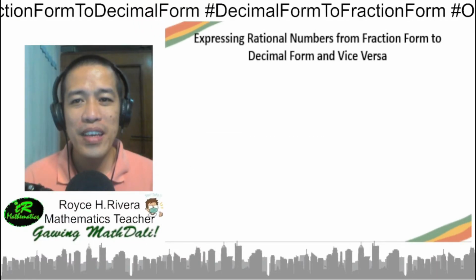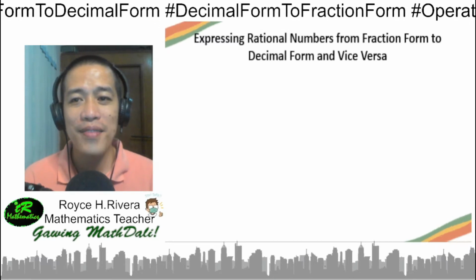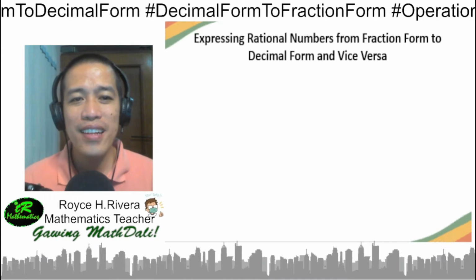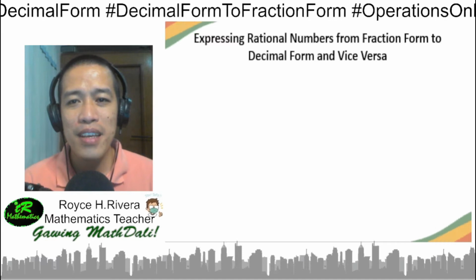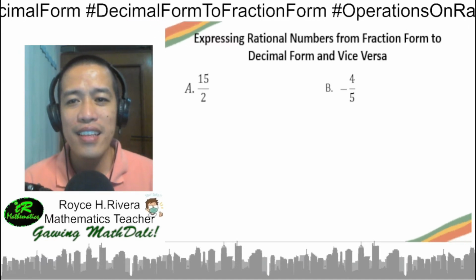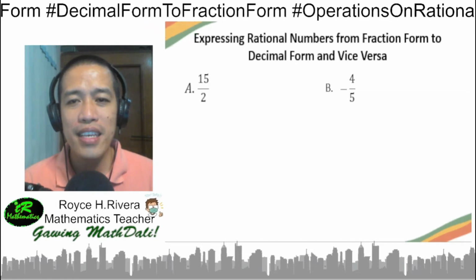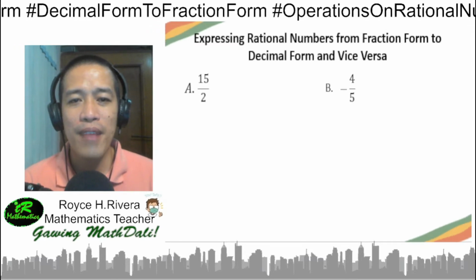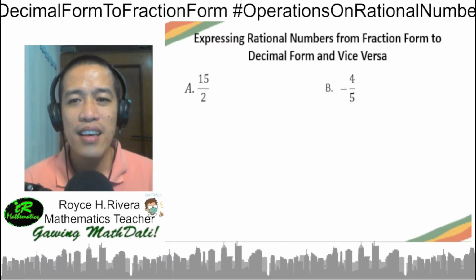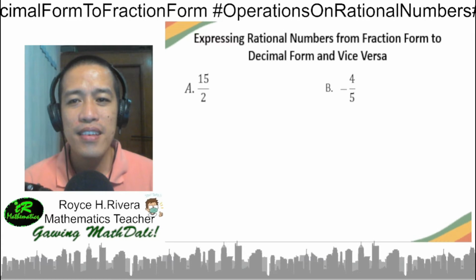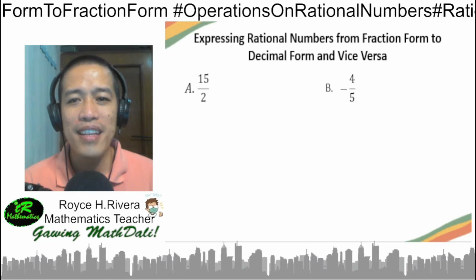Now we proceed to expressing rational numbers from fraction form to decimal form and vice versa. We will start with expressing rational numbers from fraction form to decimal form. Here are the examples. Letter A, 15 over 2, and letter B, negative 4 over 5. In order for us to transform these fractions into decimal form, we need to get the quotient of the numerator by the denominator.